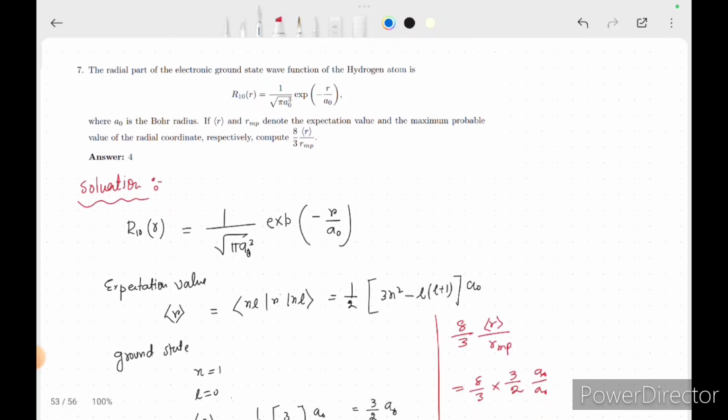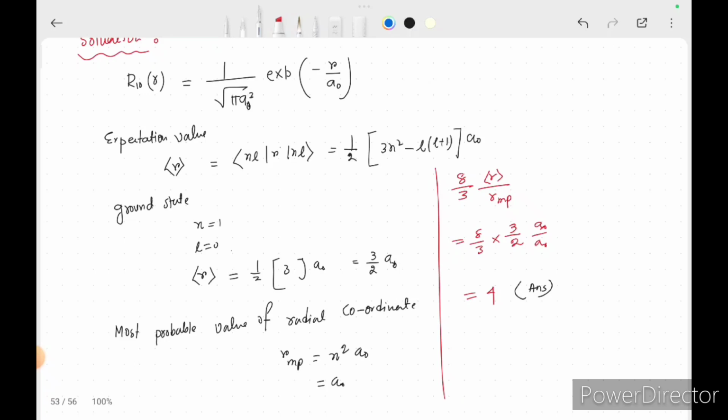Okay, next question is from the hydrogen atom problem, question number 7. The radial part of the electronic ground state wave function of the hydrogen atom is given as R_NL, where n equals 1 and L equals 0 for the ground state. A0 equals the Bohr radius. If the expectation value of r and r_mp denote the expectation value of r and the most probable value of the radial coordinate, then compute the given term.